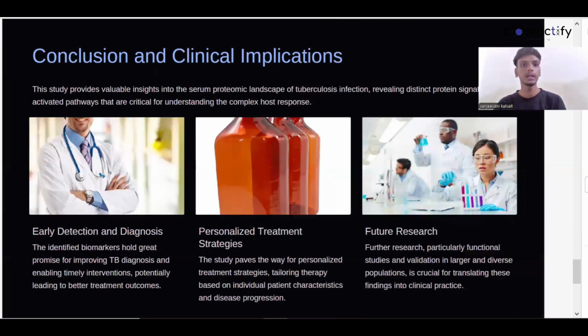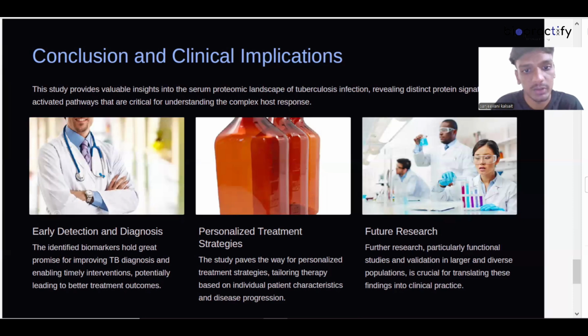Next is conclusion and clinical implications. The study provides valuable insight into the serum proteomics landscape of tuberculosis infection, revealing distinct protein signatures and activated pathways that are critical for understanding the complex host response.